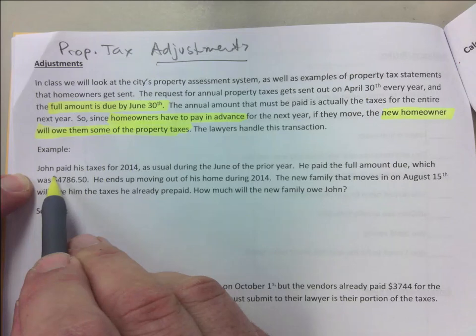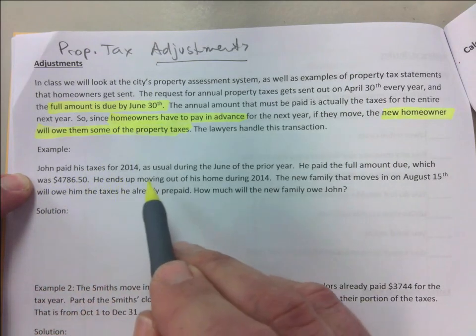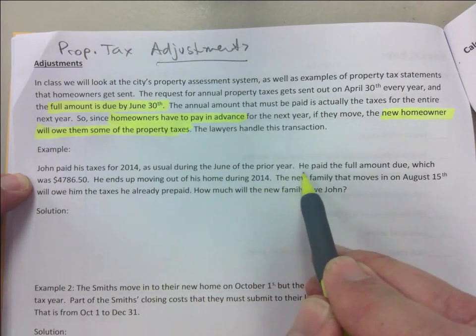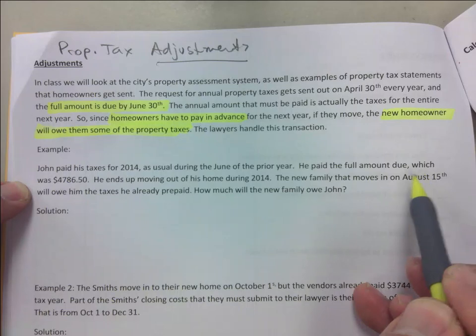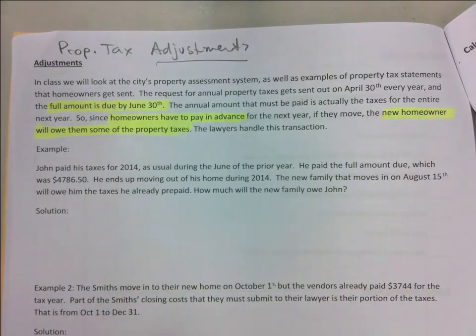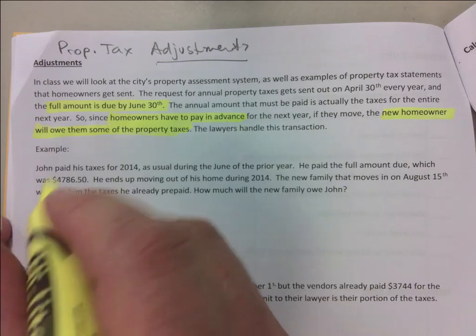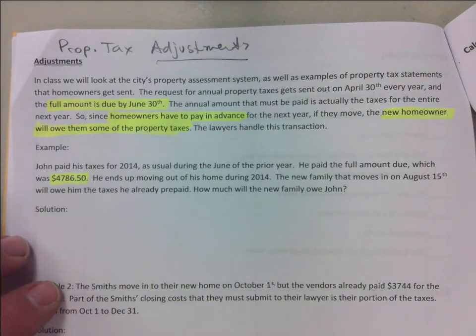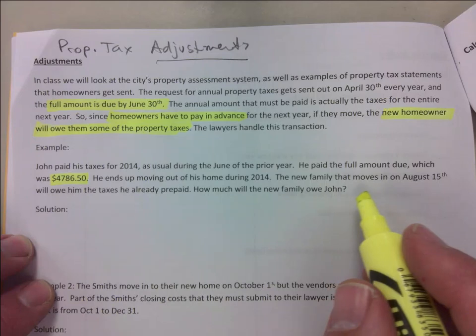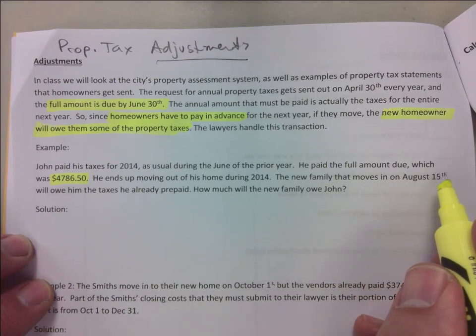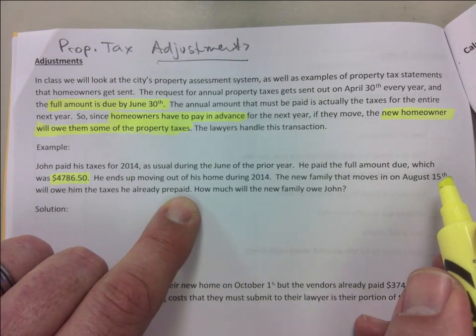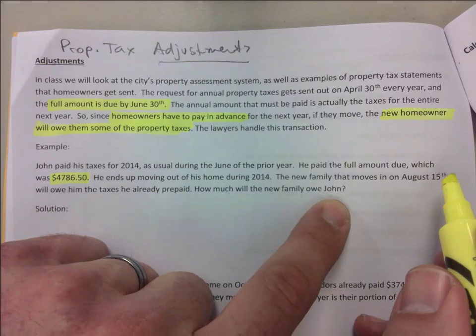So let's do an example here. John paid his taxes for 2014 as usual during June of the prior year. He paid the full amount due, which was $4,786.50. So highlight that part. He ends up moving out of the home during 2014. The new family that moves in on August 15th will owe him taxes he already paid. How much will the new family owe John?